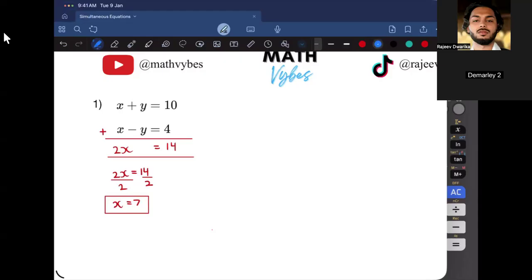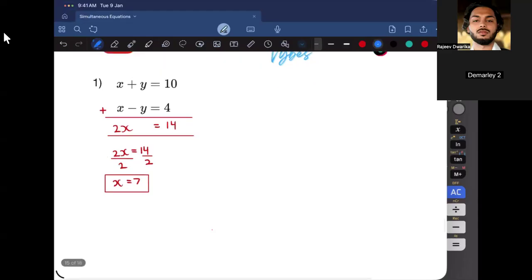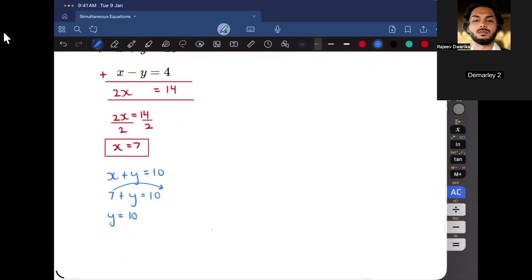Can use equation 1. Right? So equation 1 is x plus y is equal to 10. What we know x is? We know x is 7. Right? So 7 plus y is equal to 10. I want to find for y, so I'm going to move across 7. So y is going to be equal to 10 minus 7, which is 3.